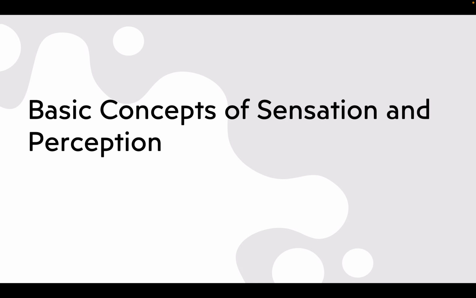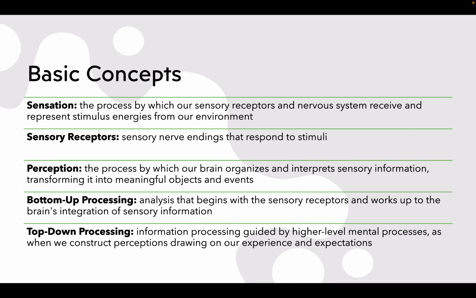All right, so the basic concepts of sensation and perception. Sensation is the process by which our sensory receptors and nervous system receive and represent stimulus energies from our environment. Our sensation is solely the input that our body receives before it reaches the brain. This is done through sensory receptors, which are our sensory nerve endings that respond to the different stimuli.